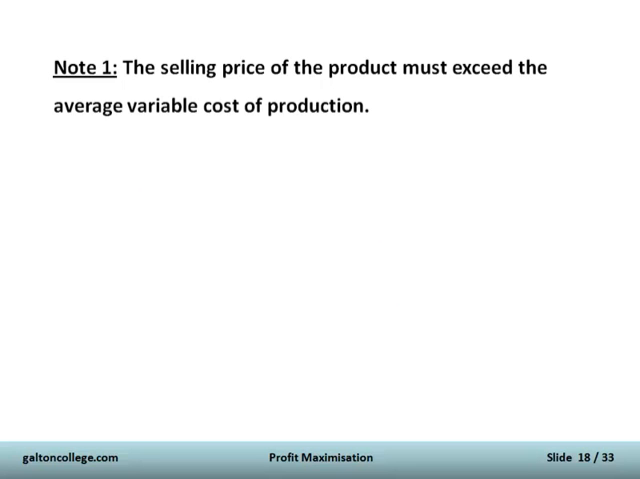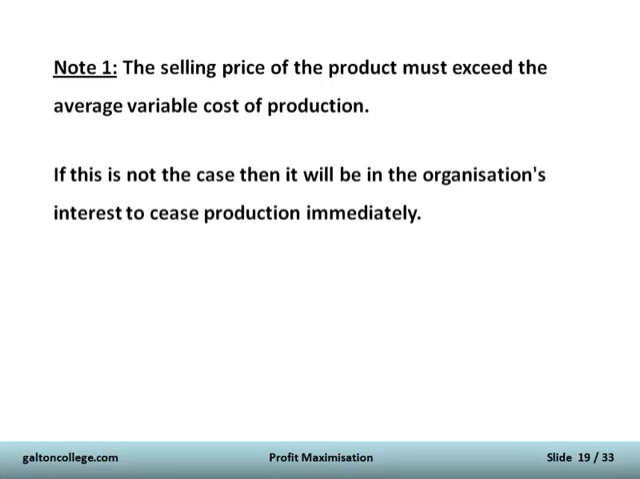So note, the selling price of the product must exceed the average variable cost. The average variable cost is the amount of raw materials, energy, labor, all that goes to make the product. Well, the price must exceed that. If it's costing more than the raw materials and the labor to make something, don't make it. If that's not the case, then it's in the organization's interest to cease production immediately. So if raw materials, labor, energy cost, let's say, £5 and you can sell it for £3, it's best not to make it, because every unit you're making, you're losing two, which is a bit silly.